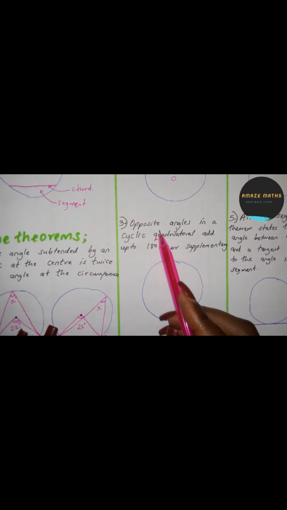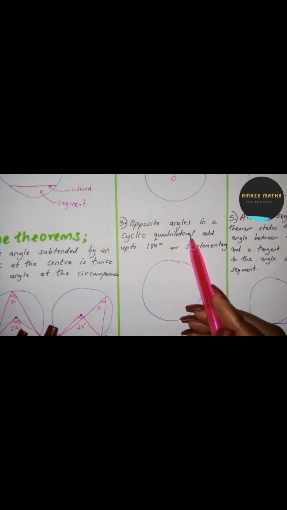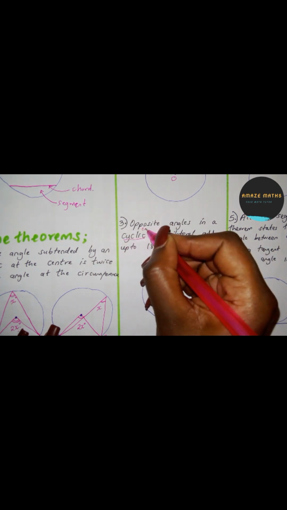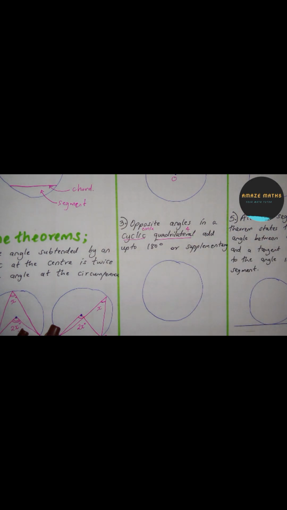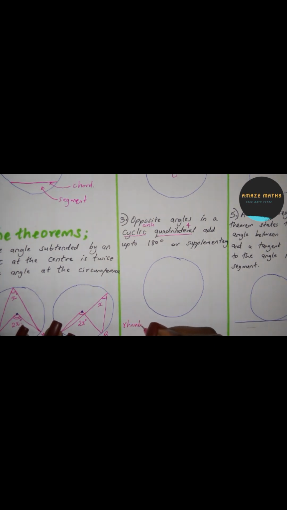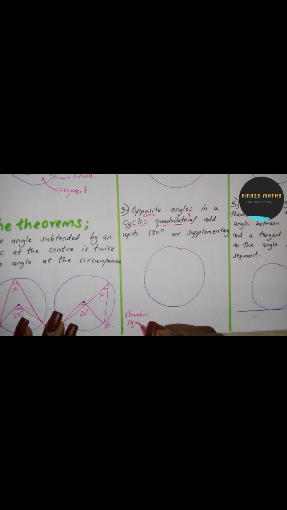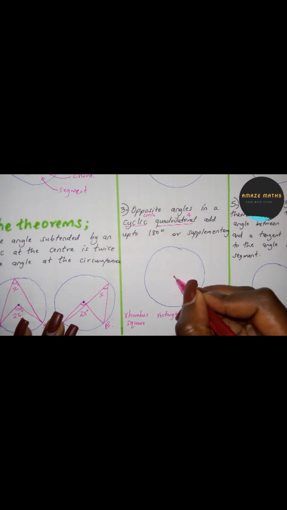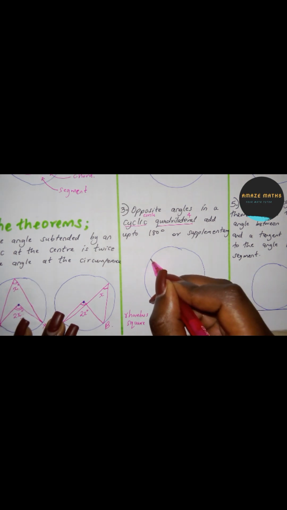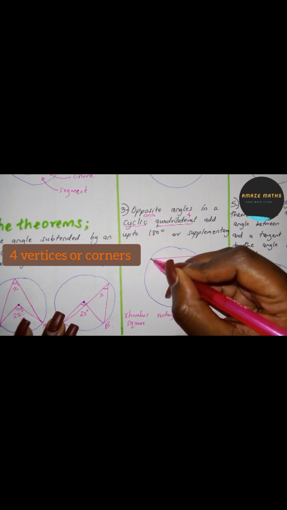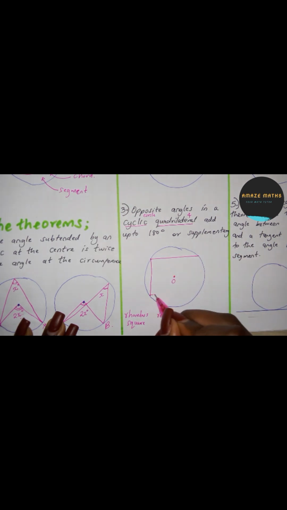Now the next, theorem number 3, is opposite angles in a cyclic quadrilateral. Cyclic means of a circle. A quadrilateral is any shape that has 4 sides or 4 angles. A quadrilateral could be something like a rhombus, a square, a rectangle, and so forth. So at the center of the circle, definitely we have O. To form a quadrilateral, the 4 corners are touching the circle.